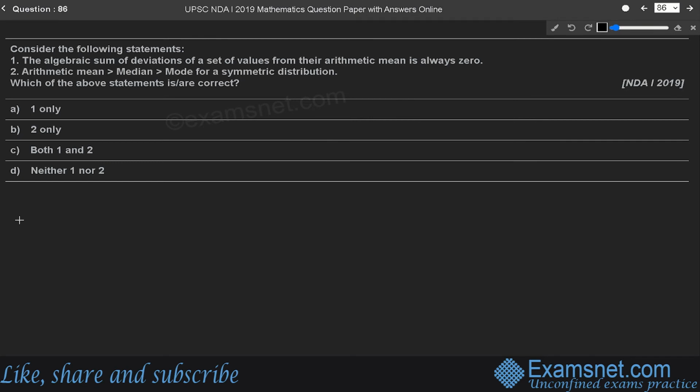Next question is, consider the following statements. The algebraic sum of the deviations of a set of values from their arithmetic mean is always 0. And the second statement is, arithmetic mean is greater than median and median is greater than mode for a symmetric distribution. Which of the following statements is or are correct? So we have to find which statement is correct from these two statements. So first let us understand this symmetric distribution with the help of an example. So let us draw a diagram here. Since it is a symmetric distribution, the diagram will be this.